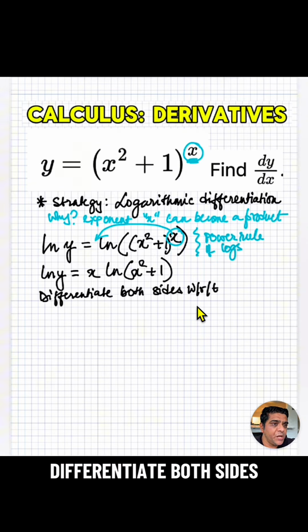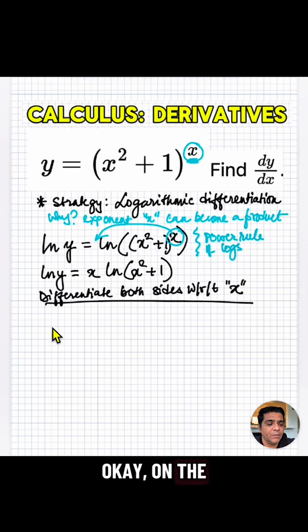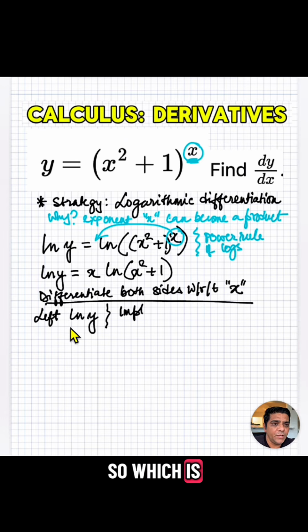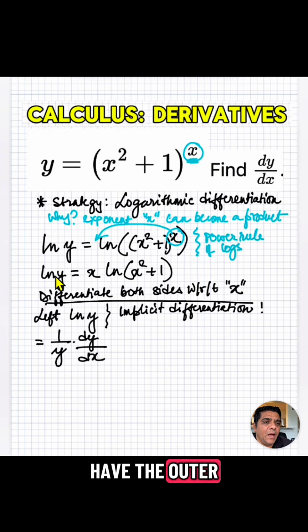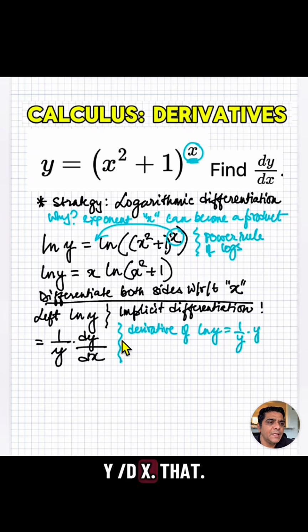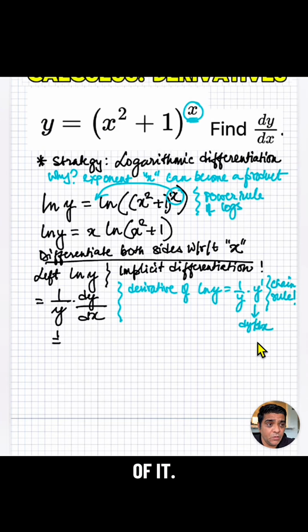Now we're going to differentiate both sides with respect to x. On the left hand side we have ln of y, which when differentiated gives us 1 over y times dy/dx. Because we have the outer function ln of y, that gives 1 over y, and the inner is the y, so that's dy/dx. That's because the derivative of ln of y is 1 over y, and we are going to use the chain rule for the rest of it. So dy/dx. Right hand side we're just going to use a product rule.